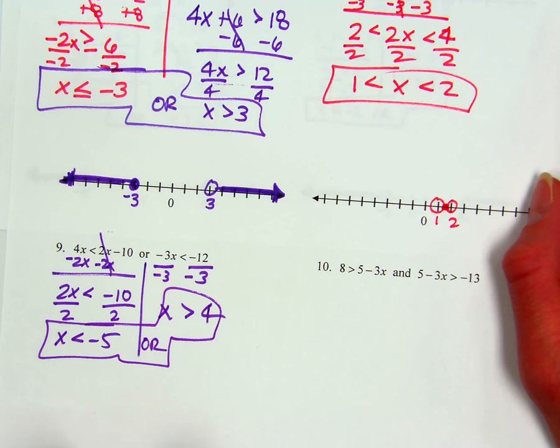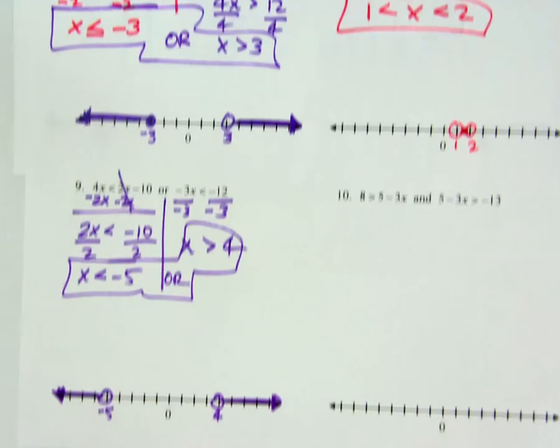All right, so find your positive 4, negative 5. I want numbers less than negative 5 or greater than 4. All right, so your graph should look like that.